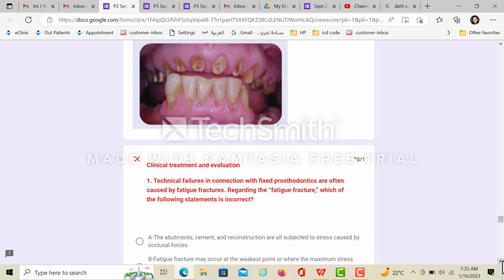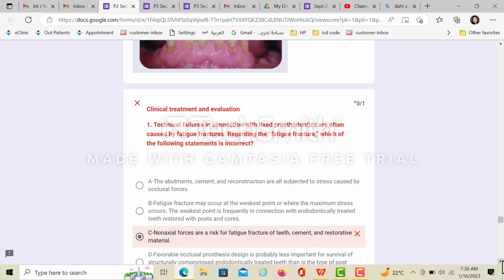Now regarding the fatigue fracture, which of the following statements is incorrect? I know at first shot when you read this question you are like, what? And such a big scenario is already going in your head, and suddenly the question is on fixed prosthodontics. So it's a simple question. Basically they're asking you when the fracture of the bridge is because of over or excessive use, which of the following statements is incorrect? So we have to find which statement is wrong.